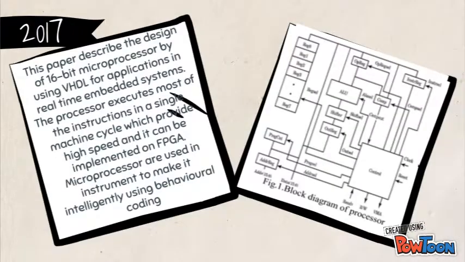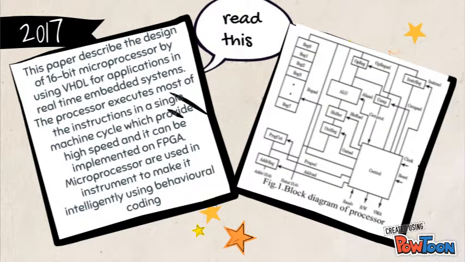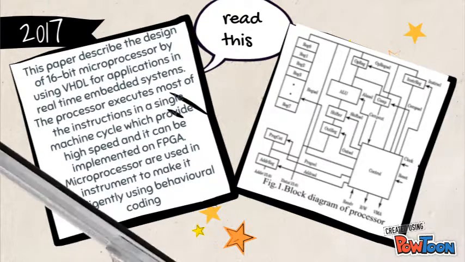Review Paper 2. Design and analysis of 16-bit microprocessor using Xilinx tool. This paper described the design of a 16-bit microprocessor using VHDL for applications in real-time embedded systems. The processor executes most of the instructions in a single machine cycle, which provides high speed, and it can be implemented on FPGA. Microprocessors are used as an instrument to make it intelligent using behavioral coding.